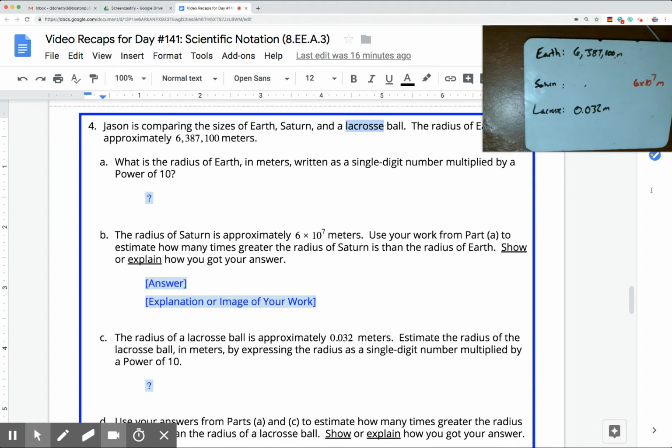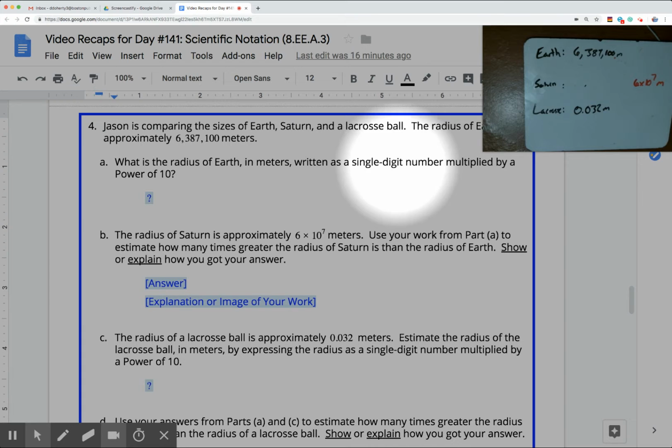Part A asks us what is the radius of the Earth in meters written as a single-digit number multiplied by a power of 10. A single-digit number multiplied by a power of 10 is just a fancy way of saying scientific notation, or a lengthy way to say scientific notation. So we're going to take Earth's size, 6,387,100 meters, and convert that into scientific notation.